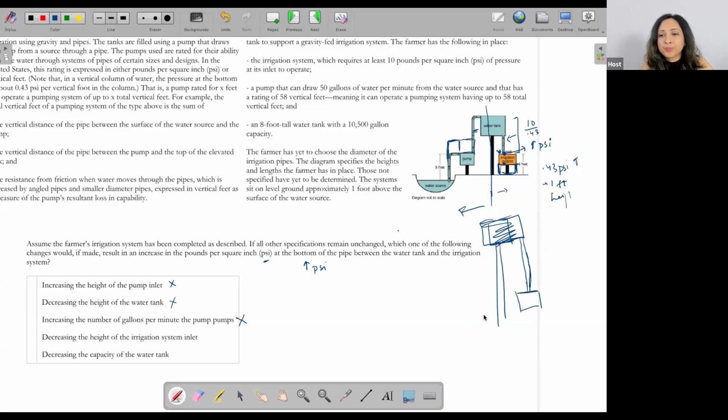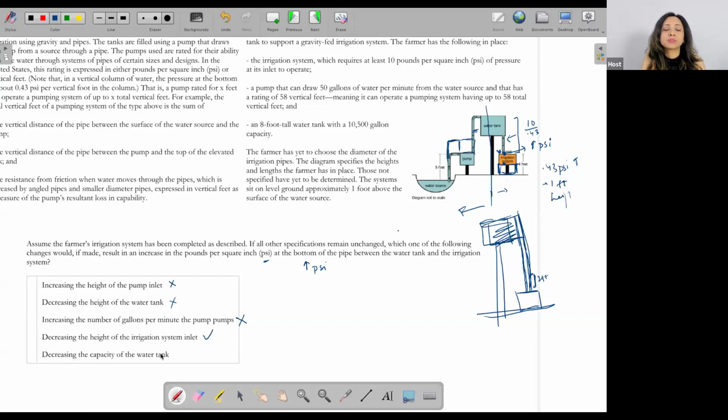If I pull it down to the ground, then the length of the pipe increases by 2 feet, which means that twice of 0.43 psi is increased, because the length of the entire water column, let's say the tank is full till the top, is now more. The height of the water column is more now. So if I pull the irrigation system down, then definitely the PSI will increase.